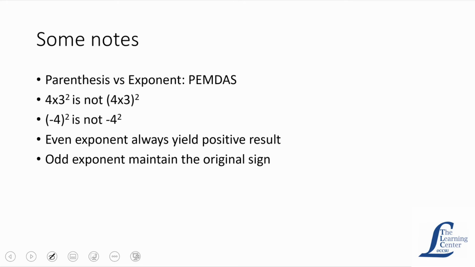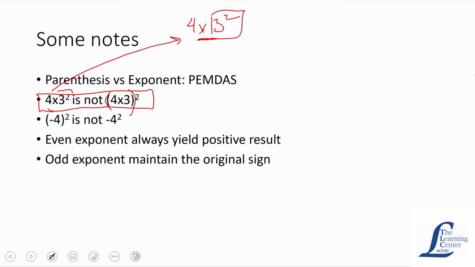Some notes: in case we have parentheses with exponents in the same expression. This example, 4 times 3 to the second, is not the same as parentheses 4 times 3 close parentheses, and the entire parentheses raised to the second power. Let's see what each expression evaluates to. So 4 times 3 squared, this has a multiplication, and this is an exponent. We have two different operations. So which one should we prioritize to calculate first?